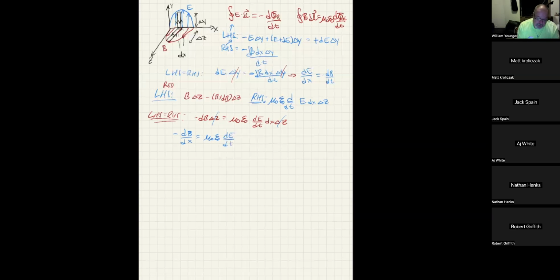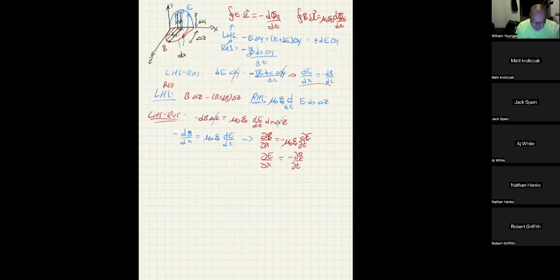Now, in principle, you can tell these electric fields and magnetic fields are not functions of just X or just T. In fact, they're supposed to be functions of X and T. So this equation becomes, writing in red, partial of B with respect to X is equal to negative mu 0 epsilon 0 partial of E with respect to T. And similarly, this one up here becomes the partial of E with respect to X is equal to negative partial of B with respect to T.